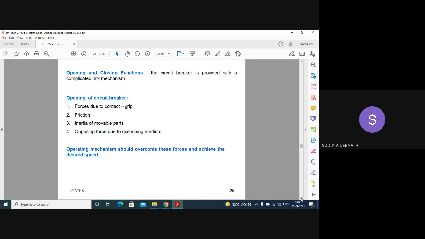The opening of a circuit breaker involves forces due to contact, friction, inertia of movable parts, and opposing force due to the quenching medium. So the opening force must overcome these forces. The contacts are kept under pressure so that they do not get separated under normal conditions. The force must overcome the frictional force, and there must be some inertia of the movable parts and all these things. So the operating mechanism should overcome these forces and achieve the desired speed.